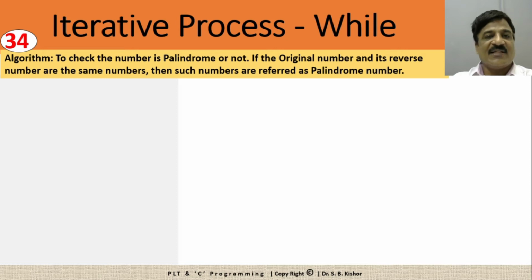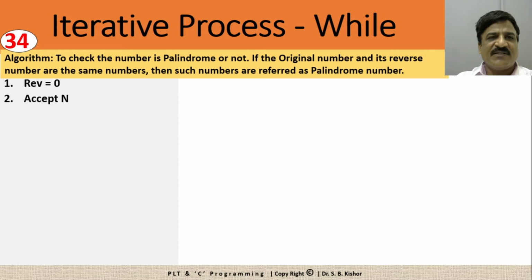Okay. Now take another example. If the number is 121, the reverse of 121 is what? Again 121. So on comparing the original number 121 with the reverse number, in this case it is true. So it means that number is what? A palindrome number. Okay. So initially the value of reverse is 0. Accept the value of n.